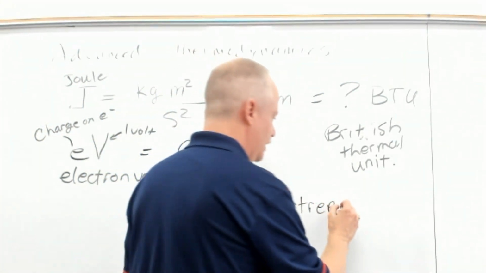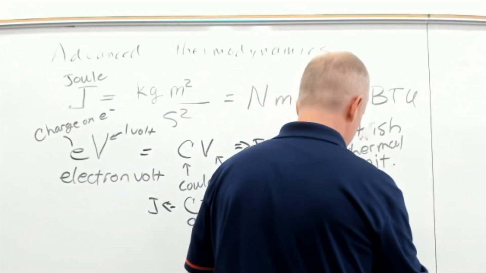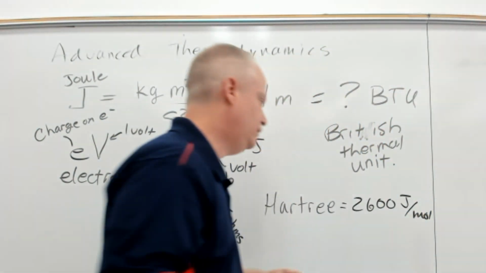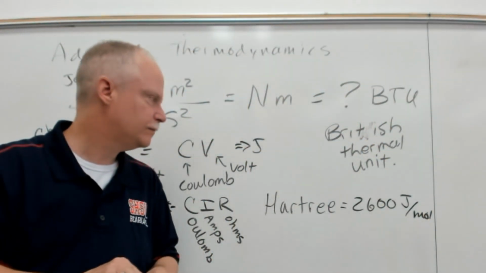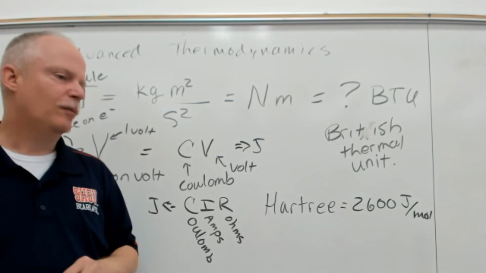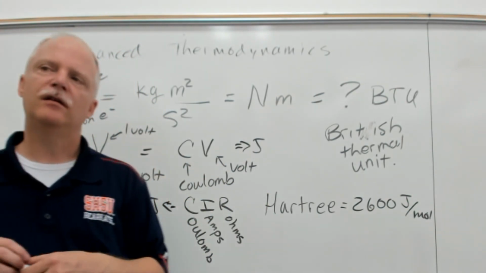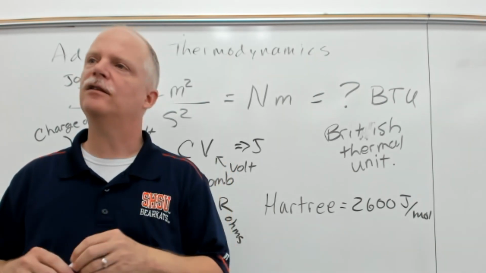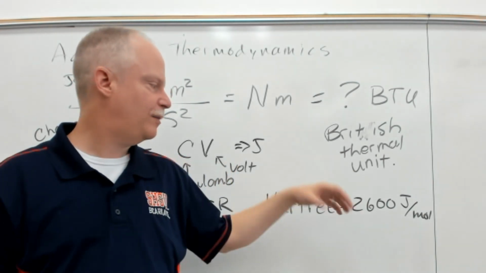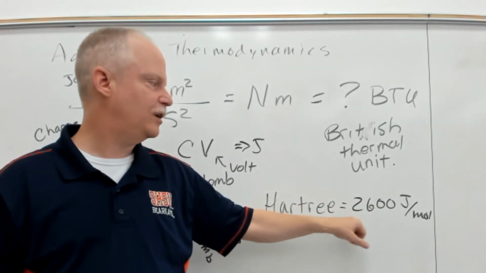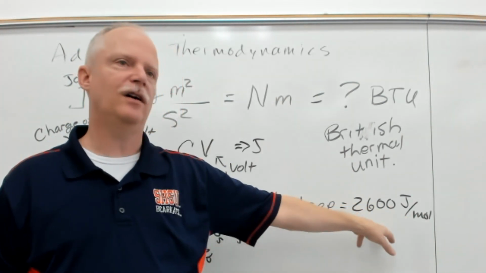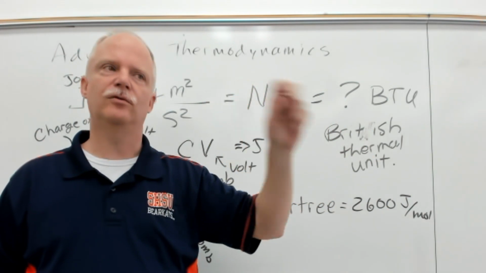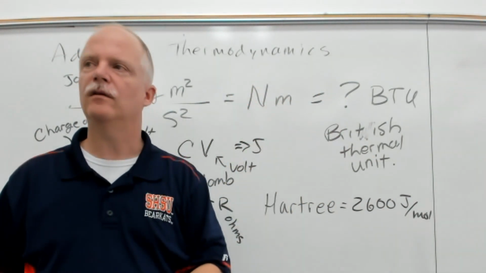It's like 2,600 joules per mole. Putting it in per mole, you can take any unit, anything, you can multiply by Avogadro's number and get it per mole. So that's totally fair. If I wanted to know how many joules a Hartree was, I could just divide this by Avogadro's number to get rid of the per mole, and that would tell me how many tiny little joules is in one Hartree.